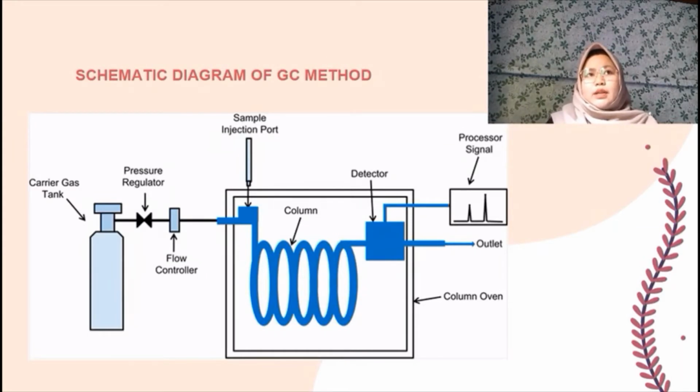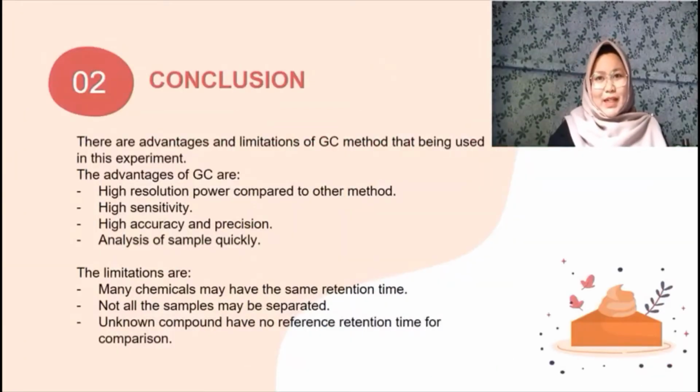Injection port is the place where the liquid sample is vaporized and transported onto the column by the carrier gas. Column is the place where the separation occurs. And lastly, detector, it will detect and quantify the different components of the sample as they emerge out from the column. So let's move to the conclusion.